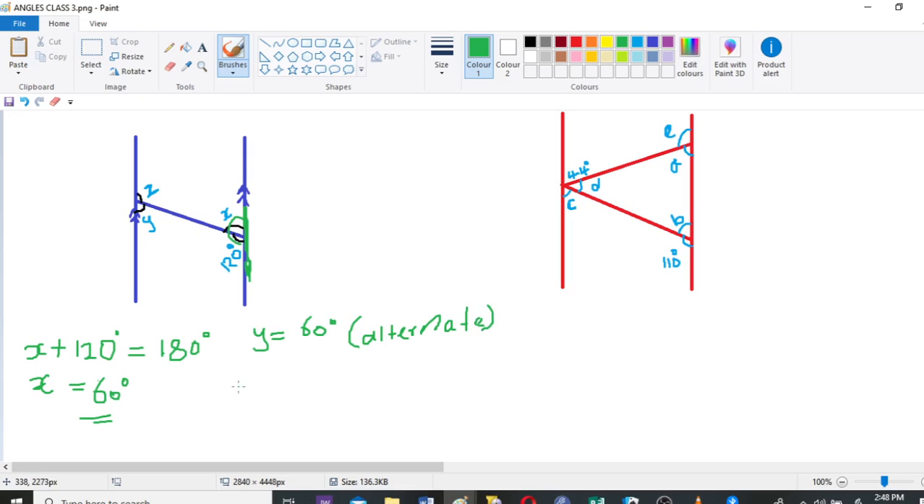Now let's look at z. Z also we reason the same way. Look at z and angle 120. They are also interior alternate angles. So angle z is nothing but 120 degrees in size. The reason why it's 120 is the same one there. All right, so let's look at this one now.